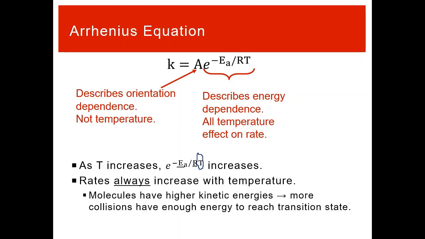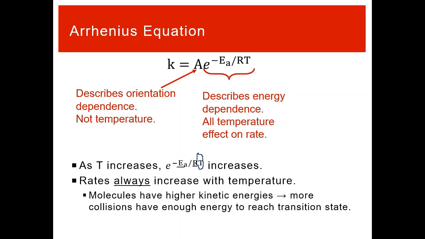As that goes up, it's in a fraction, it's in the denominator, so that fraction gets smaller. It's negative, you're taking an exponential of a less negative number, so it does increase. So overall, it does increase. That's the important takeaway from this. The Arrhenius equation shows us why and how rates increase with temperature.